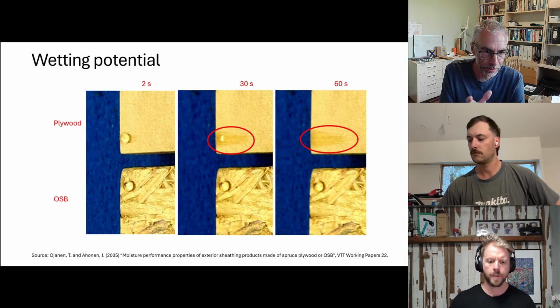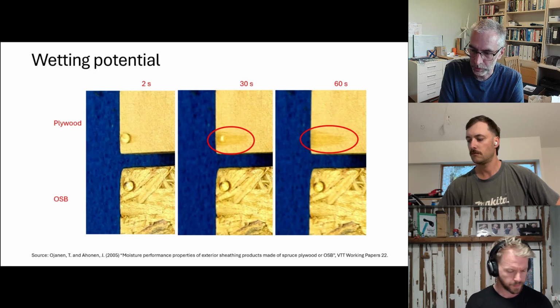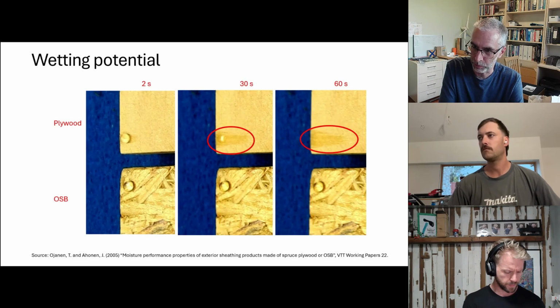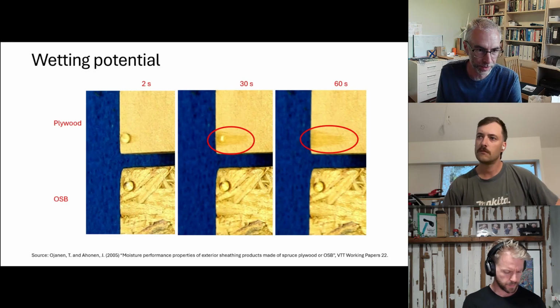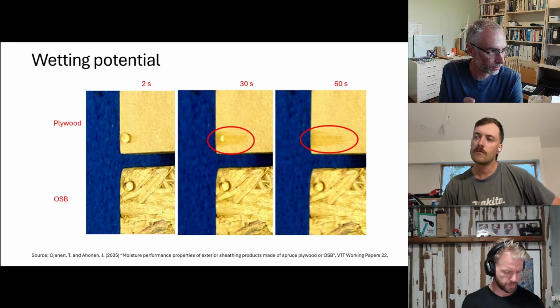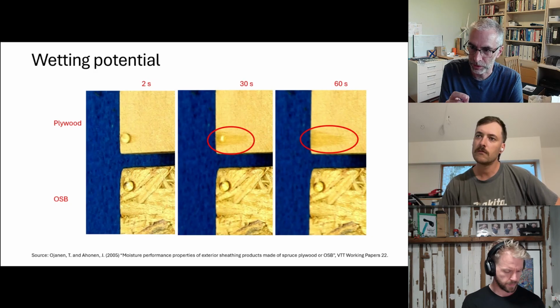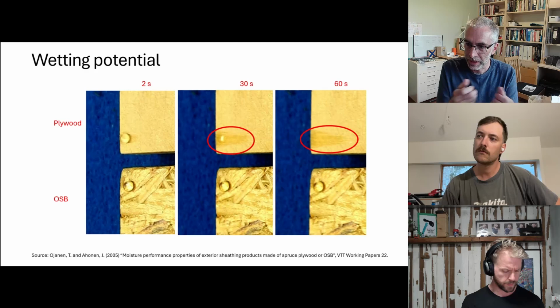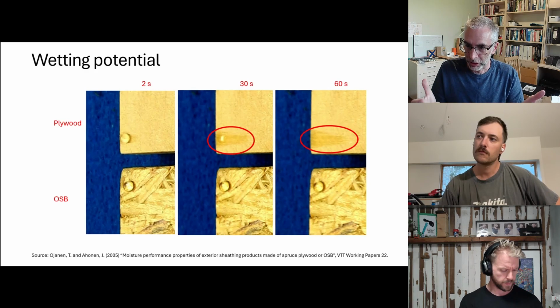So this is some photos out of a study done a good 25 years ago now by a group in Finland. Back at that time, that group were pumping out a lot of really good stuff, because a lot of the mould models we use originate with that research group. And what this photo demonstrates is what we intuitively know. If you put a droplet of water on the surface of plywood, it very quickly seeps into that material and dissipates along the grain, just like normal wood.